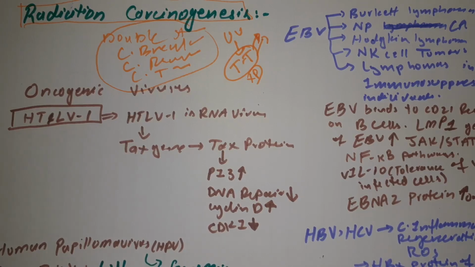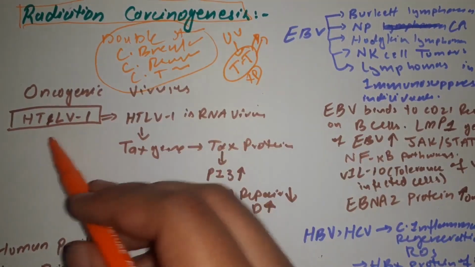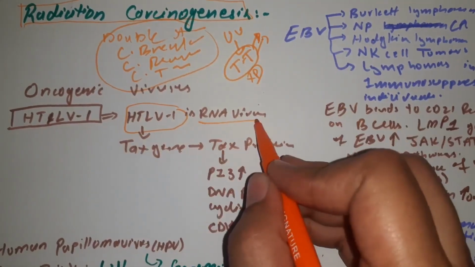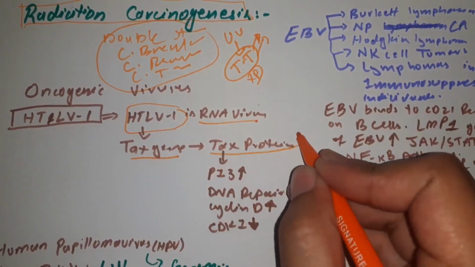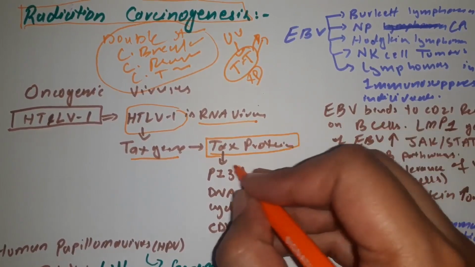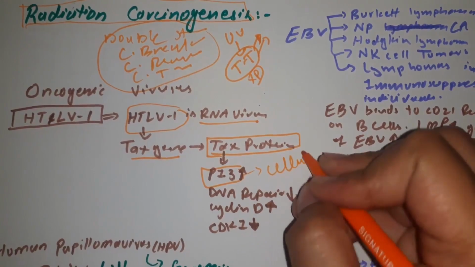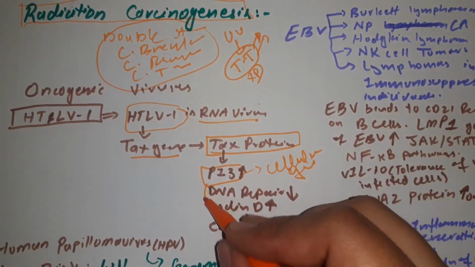The principal RNA virus which can lead to leukemia or cancer is human T cell leukemia virus, HTLV-1. It is basically an RNA virus, and it has a specific gene, the TAX gene, which codes for the TAX protein. And this TAX protein, what does it do? It upregulates the expression of PI3, which we have studied in the last pathway. It increases cellular growth, unchecked or unbalanced, you can say, and DNA repair mechanisms are down-regulated.